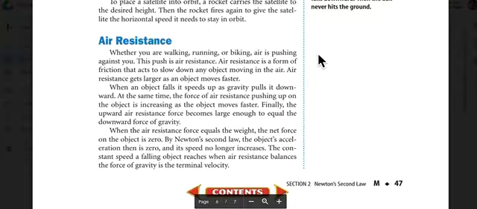The constant speed a falling object reaches when the air resistance balances the force of gravity is its terminal velocity. So you drop something, and air resistance pushes back against it, slowing it down, and at some point it will not speed up anymore, and it will equal the force of the air resistance pushing back on it.